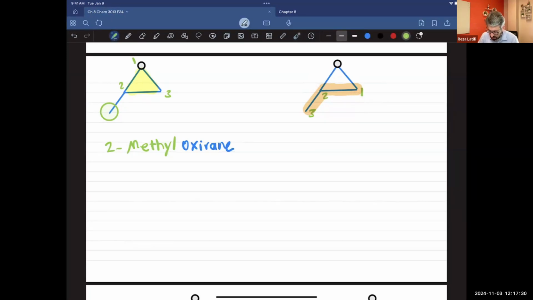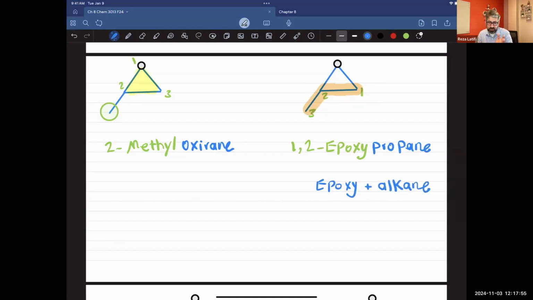So I'm going to say on the first and the second carbon, I have epoxy, and then I have 3 carbons. I'm going to call it propane. So as you see, the epoxy comes before the alkane. And if you have other substituents, then you have to alphabetize them based on the starting letter, and try to order those substituents.